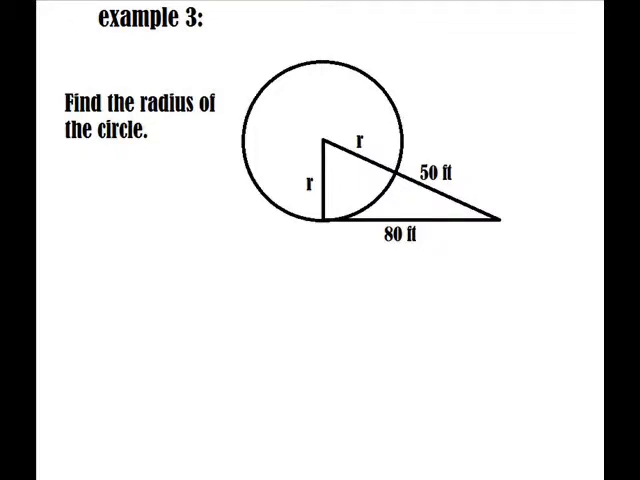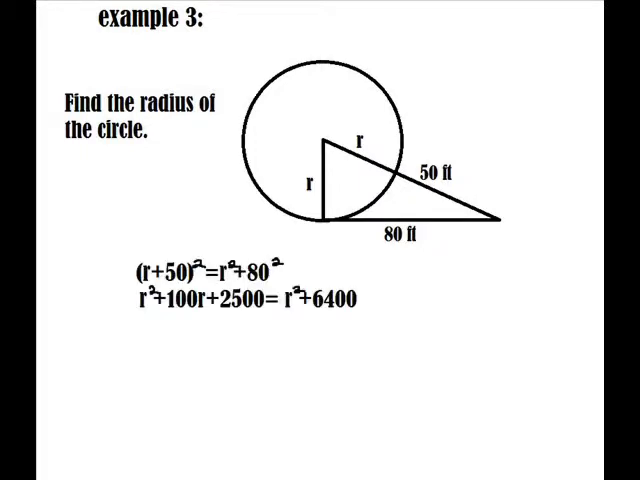In this example, you're finding the radius of the circle instead of the tangent. You substitute the numbers, then multiply to get r squared plus 100r plus 2,500 equals r squared plus 6,400. You subtract from each side and then divide each side by 100 to get your radius as 39 feet.